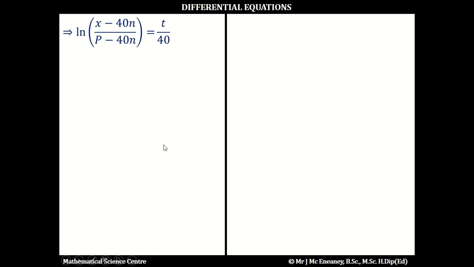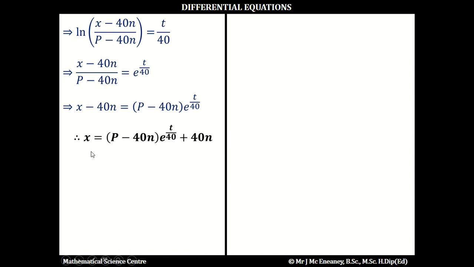Next, to get rid of the natural log, we're going to take the exponential of both sides. This means that (x minus 40n) over (p minus 40n) just equals e to the t over 40. Next, if you bring the p minus 40n across and multiply, and then bring the minus 40n across and add it on, this means x just equals (p minus 40n) e to the t over 40, plus 40n.